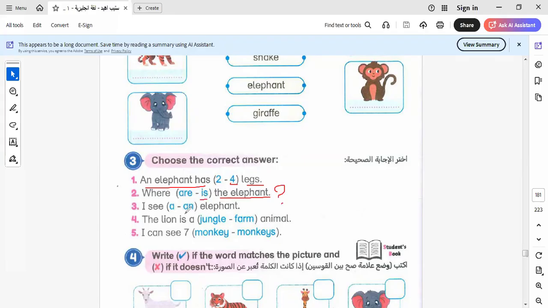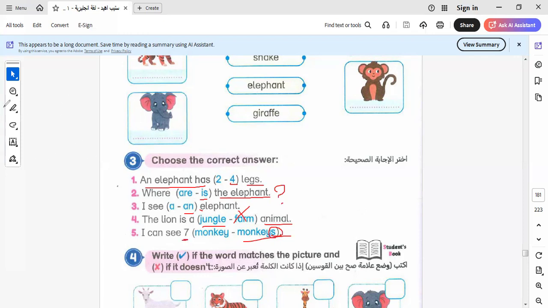I see here is an elephant. Why? Because E is from the vowels. A lion is a jungle animal. It's in the jungle and not on a farm. I can see a lion in the farm. I can see 7 monkeys. Why do we select monkeys here? Because when there is more than one, it will have an S.